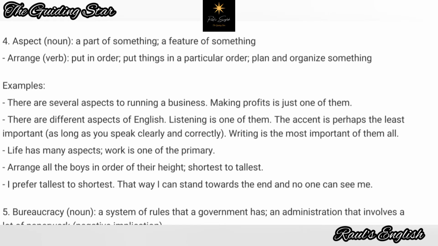But there are different aspects of English. Listening is one of them. The accent is perhaps the least important, as long as you speak clearly and correctly. It doesn't have to be stylish. As long as you speak clear, straight, correctly, use good grammar. The accent is perhaps the least important of them all.